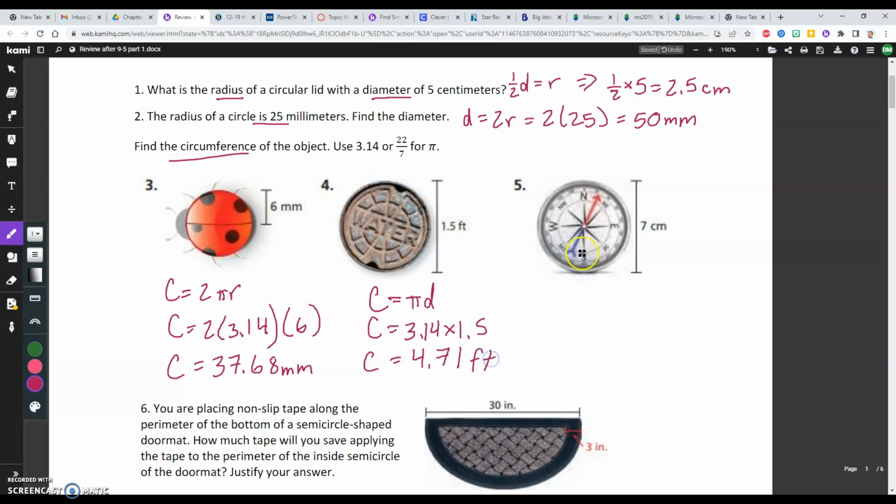feet. And then here we're given the diameter again, and because we're given a multiple of 7, instead of using 3.14, I'm going to use 22 over 7, so times 7, and that just gives us 22. If you use the other way around, you'll get 21.98, if I remember correctly.